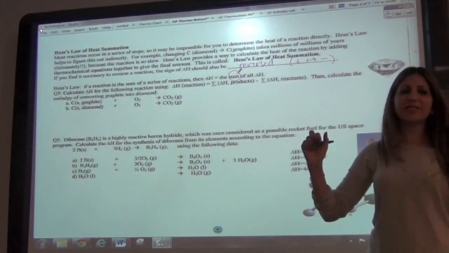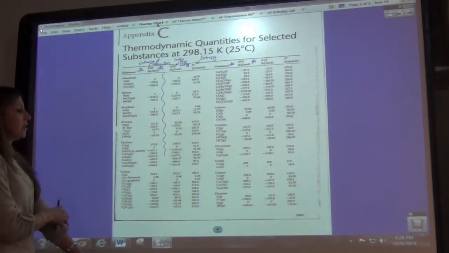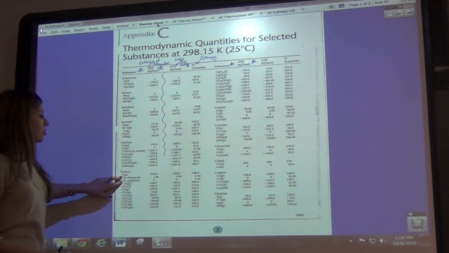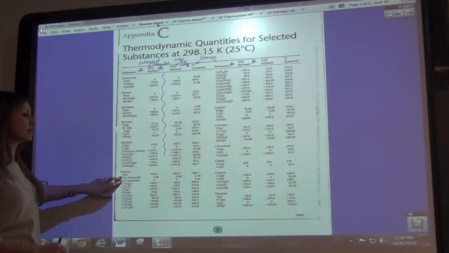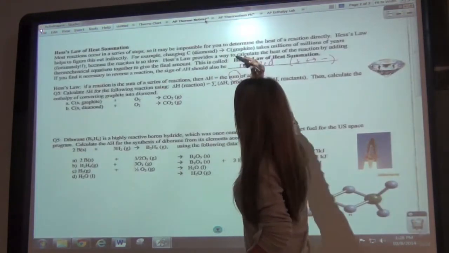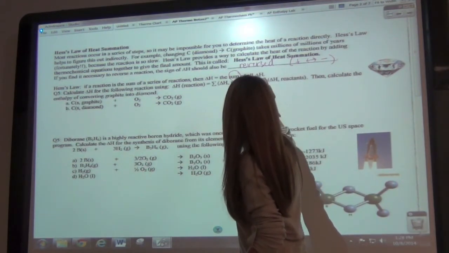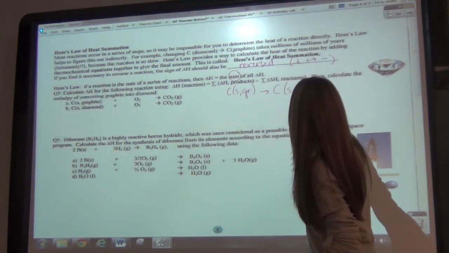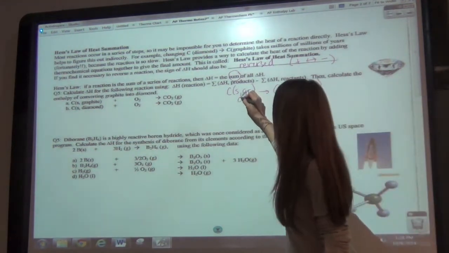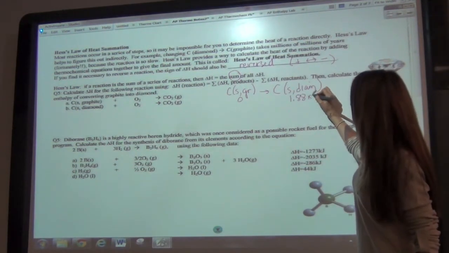So I want you to take a look on your thermo chart, and I want you to find carbon in the graphite form and carbon in the diamond form. Okay? So we're going from graphite to diamonds. What we're doing is we're going from carbon solid in the graphite form to carbon solid in the diamond form. What is the value in the graphite form? 0. What's the value in the diamond form? 1.88. And what units is this? Kilojoules per mole. Good.